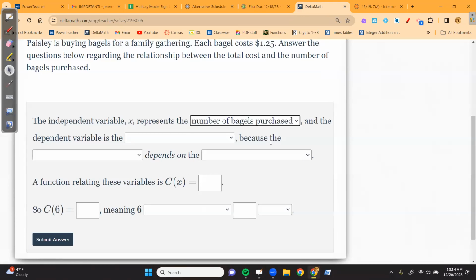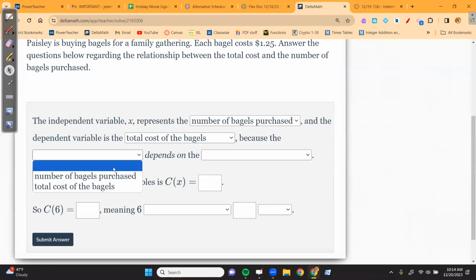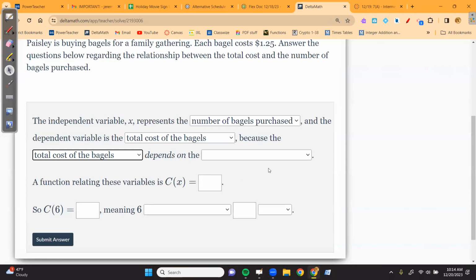Very good. The number of bagels. I can buy as many bagels as I want. That's an independent variable. What's the dependent variable? The price, the total cost of the bagels. Because the what depends on the what? Because the total cost of the bagels depends on how many bagels I bought. Good? Okay. How about this next one?